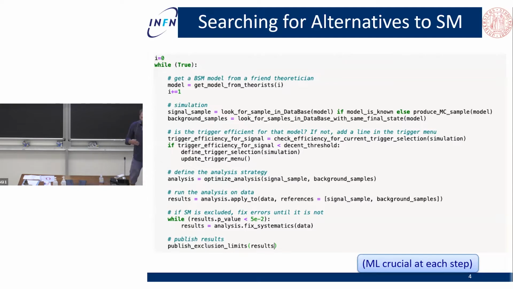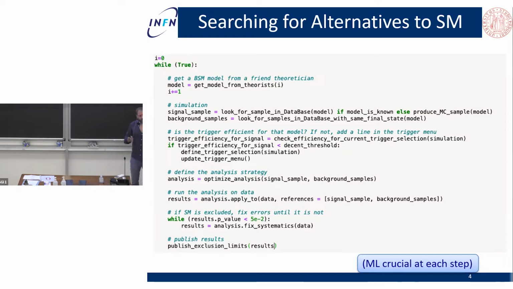We generate Monte Carlo samples with that signal in mind. We check for standard model processes that can mimic that signal. We also gather Monte Carlo samples for those standard model processes. We check whether our online selection, I'm going to get back to that in a second, is efficient for that given signal. If it is not, we're going to update our trigger selections.